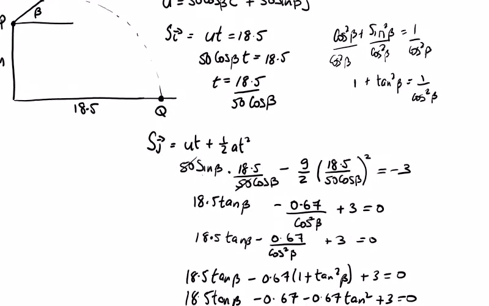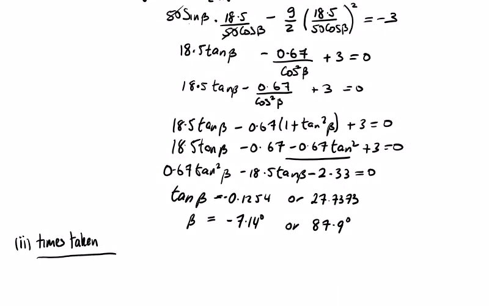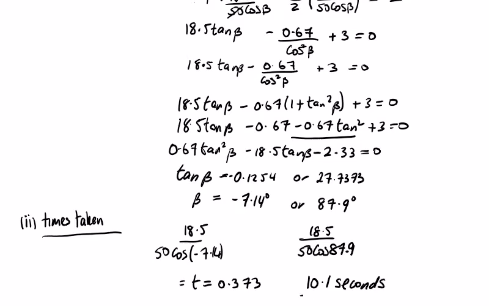Part 2 asks the time taken. So just what was our time? 18.5 over 50 cos beta. So 18.5 over 50 by the cos of minus 7.14. That on a calculator is going to give me a time of 0.373. The second one is going to be 18.5 over 50 cos 87.9, and that gives me a time of 10.1 seconds. It doesn't seem very realistic for a tennis serve, so this definitely looks like the more realistic value.